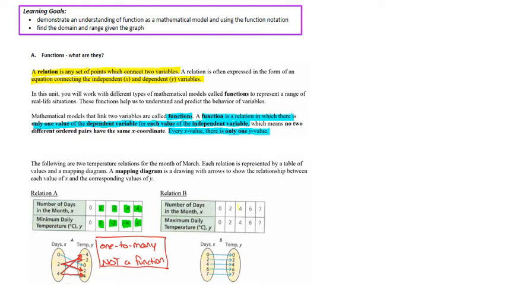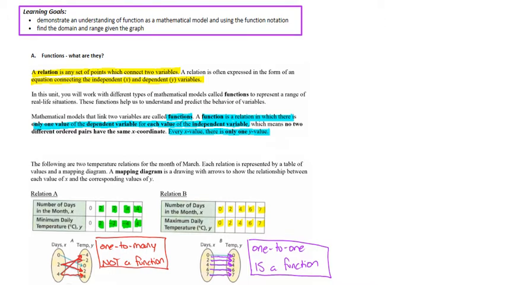If we look at the next one, relation B, we see that each x value maps to only one y value. And this is really easy to see visually in the mapping diagram because each x value has only one arrow coming from it and going to a single y value on the other side. So this is what we call a one-to-one relationship, and this is a function. So if you're going to classify something as a function, it has to be a one-to-one relationship, not a one-to-many relationship. So this is how you can pick it out in a table of values, but you can also identify these features from a graph.